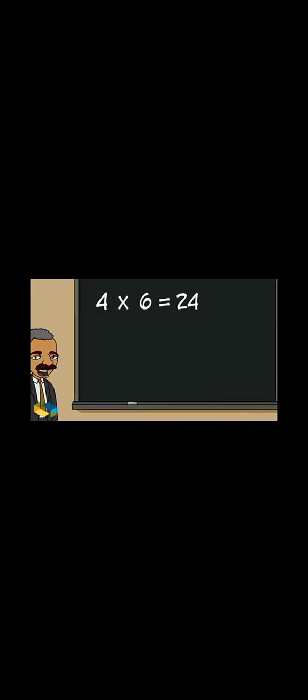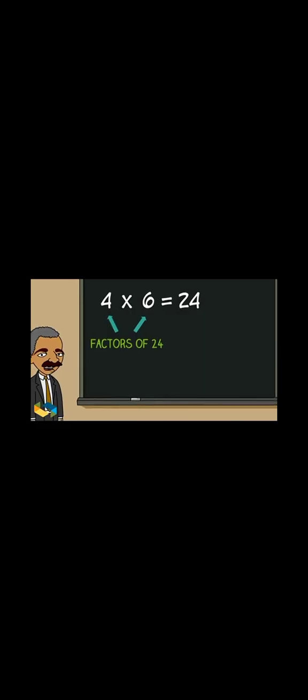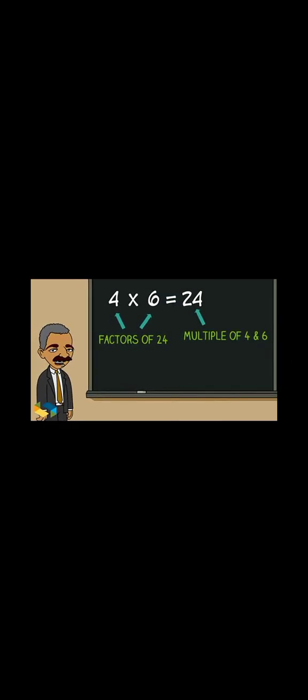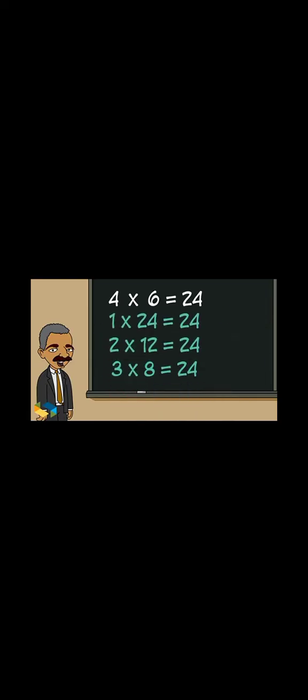Look at these two numbers, 4 and 6. Multiply these, their product is 24 as you can see. 4 and 6 are factors of 24, and in turn 24 is a multiple of 4 and 6. Just as these other numbers have 24 as their multiple. So all of these numbers are factors of 24.